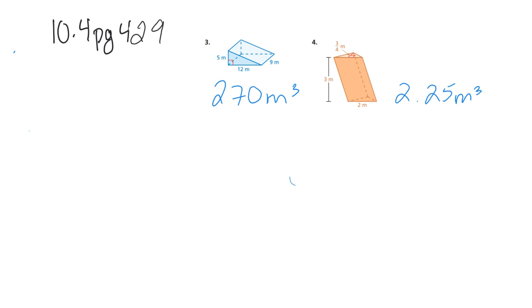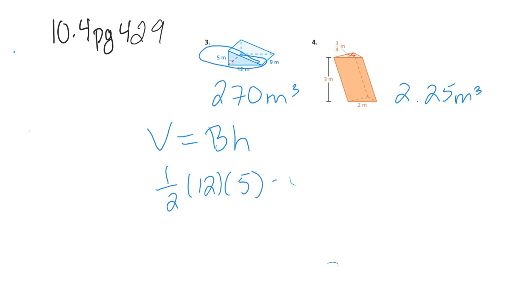So remember, volume of a prism equals capital B times H. Capital B is the base, the area of the base. So let's find the area of the base. Remember, with triangular prisms, the base is the triangle. So 1/2, because it's a triangle, times the base, which is 12, times the height, which is 5. Then we're going to multiply that by the 9. 1/2 times 12 times 5 is 30. Multiply that by 9. We end up with 270 meters cubed because it's volume. There you go. That is lesson 10.4.